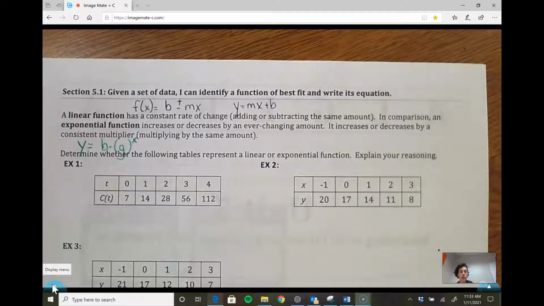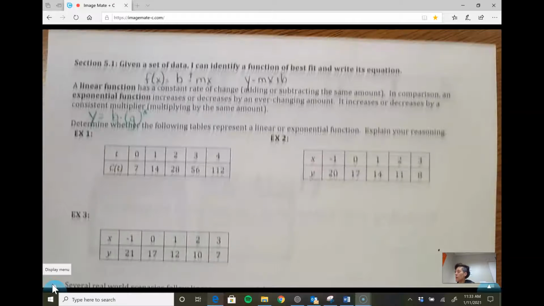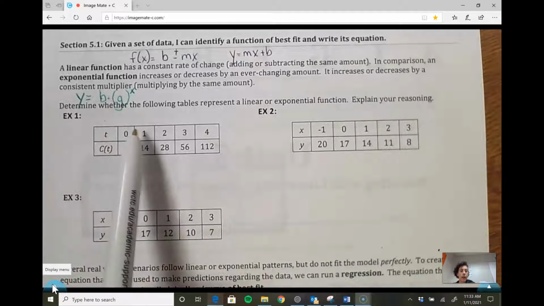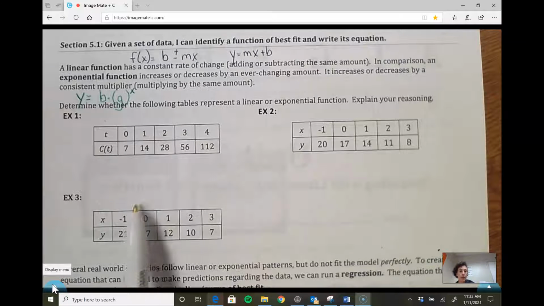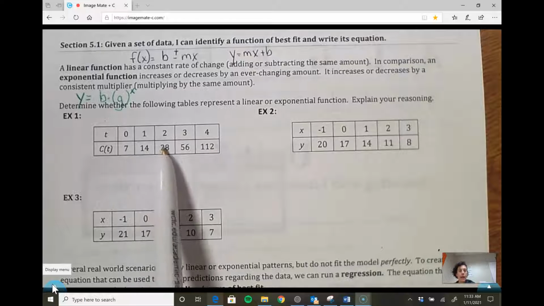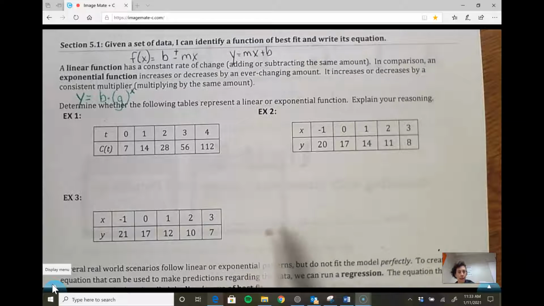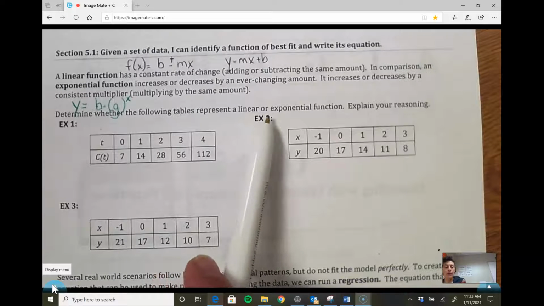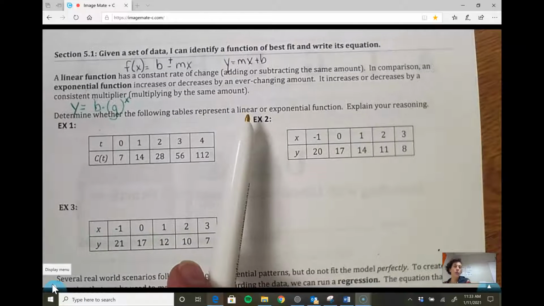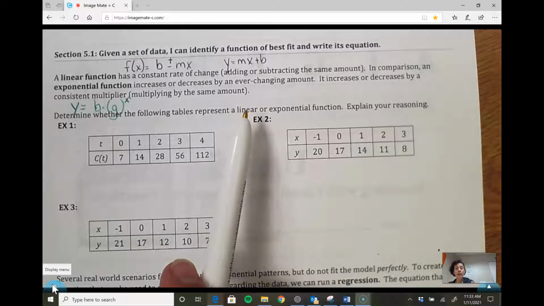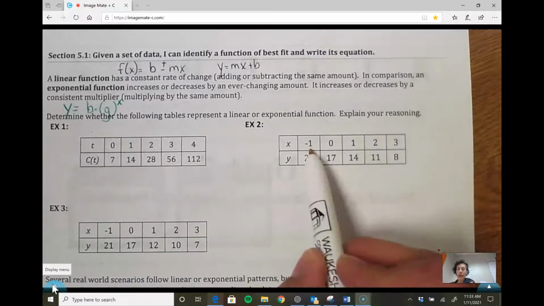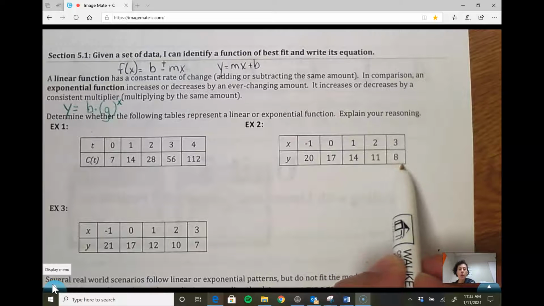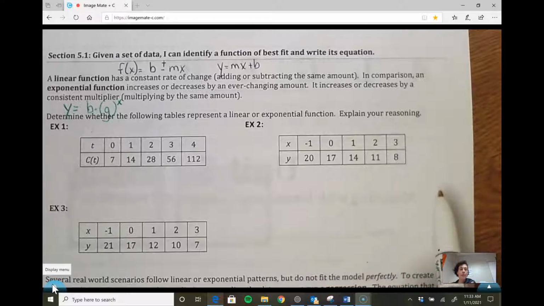Let's refresh our memory of how we know which one's which. In order for us to figure out if it's linear or exponential, your x's should be going up by ones in this pattern. What we want to do is focus on the y's and see how to go from one y to the next, to the next. So we're going to determine whether the following tables represent a linear or exponential function. I always like to start with linear. So again, my x's are going up by ones, but when I look at my y's, this is going down. And what I want to see is, is it going down by the same amount each time?